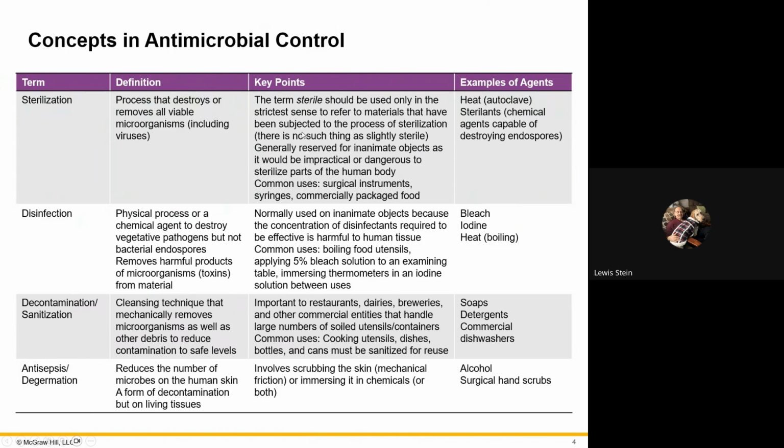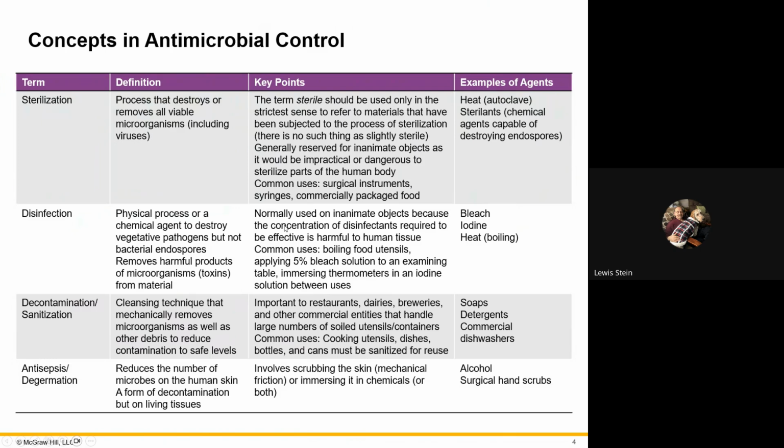Disinfection, sort of on the road to sterilization. By definition, a physical process or a chemical process, we're going to look at both, to destroy vegetative pathogens, that's growing bacteria and other entities, but not bacterial endospores. Some things are better, and there are degrees of disinfection. And when you have to use things, harmful products of microorganisms, toxins from material. Boiling, okay? Pasteurization is a form of disinfection. It just happens to be used on what we call consumable stuff, eat and drink. We'll go over the numbers for it in a little bit.